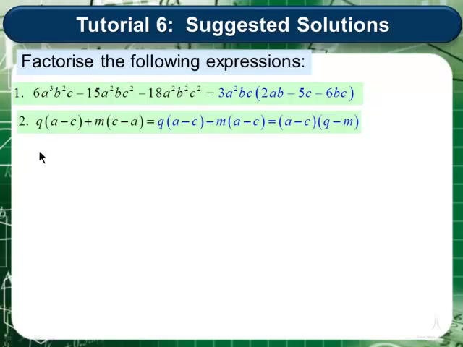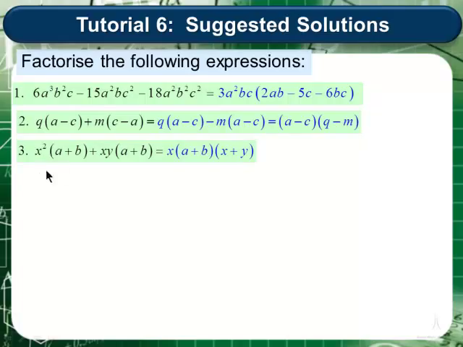In the second problem, we have a similar situation, except that it's not immediately clear what the common factor must be. Only if we multiply the second term by a negative 1 will we create a common factor, namely a minus c. Change the sign inside this bracket, so you have to put a minus outside. And in that situation, it is clear that if we take the common factor a minus c, we're left with the terms q minus m, which will then form the second factor for this particular factorization.